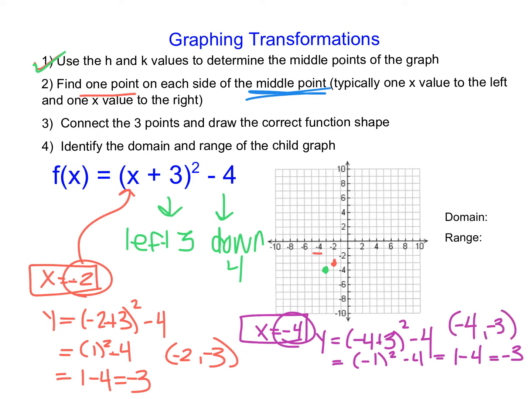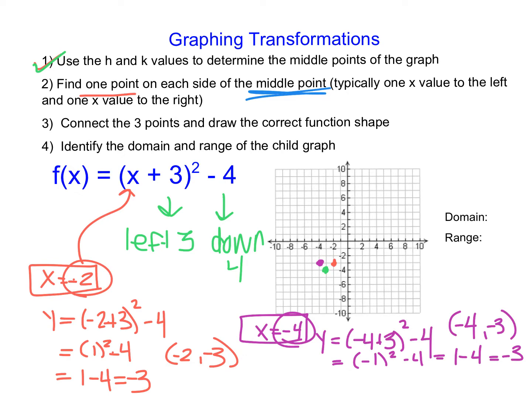So here my coordinate is x is negative 4 and y is negative 3. So I go over to my graph and I plot x is negative 4, y is negative 3. So I have found a point on each side. Now, you don't have to do the points directly next to it. You can do points that are 2 out. It's completely up to you. The important thing is that you get a point on each side of your graph.